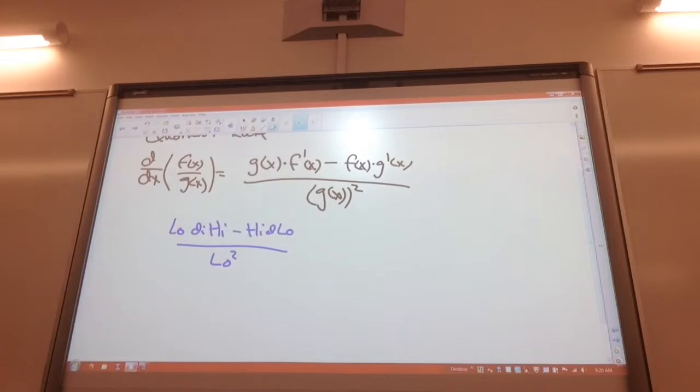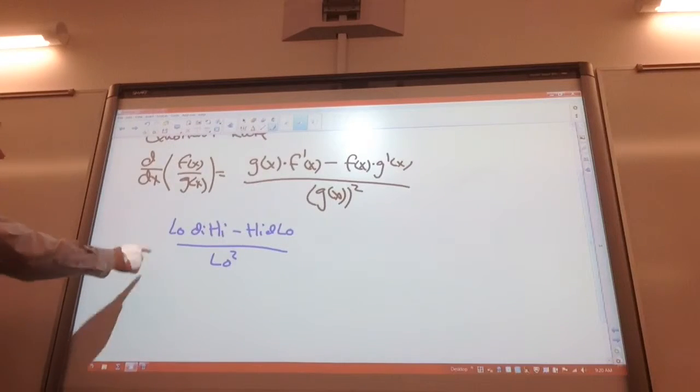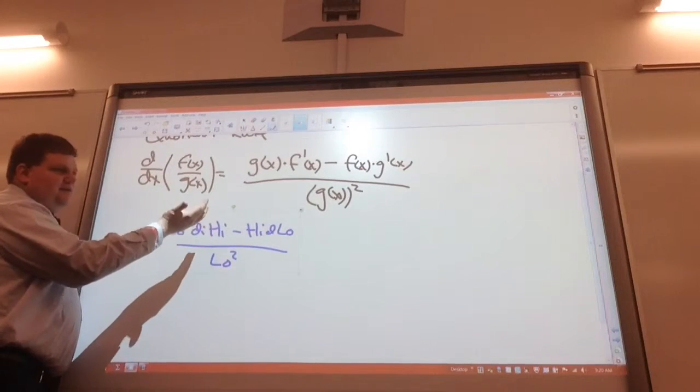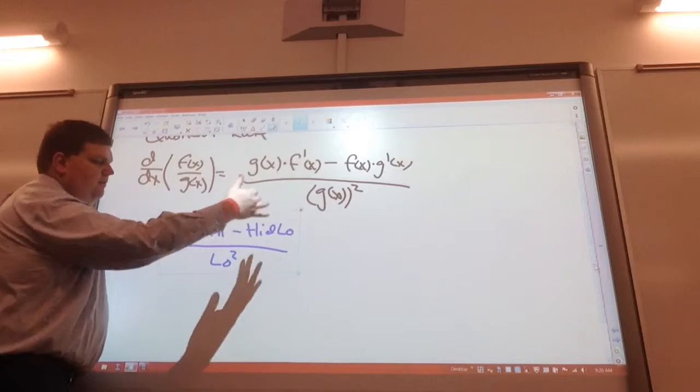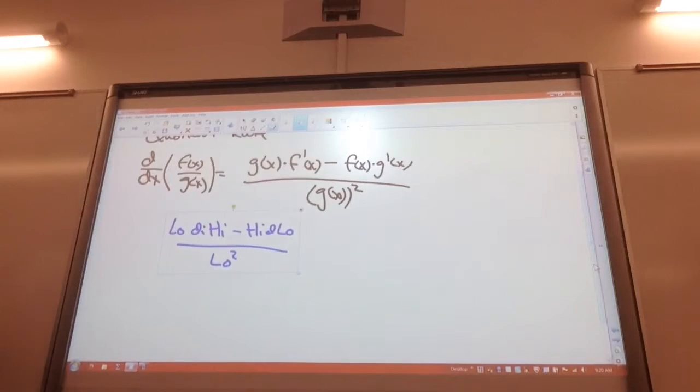Told you it sounds like yodeling. That last part's not really good, the low squared? But the low D high minus high D low over low squared sounds like you're yodeling. Basically, that's the mnemonic, and again, low means the bottom, D high is the derivative of the top, minus high, the top, D low, the derivative of the bottom, over the low, the bottom, squared. So, low D high, high D low, low squared.